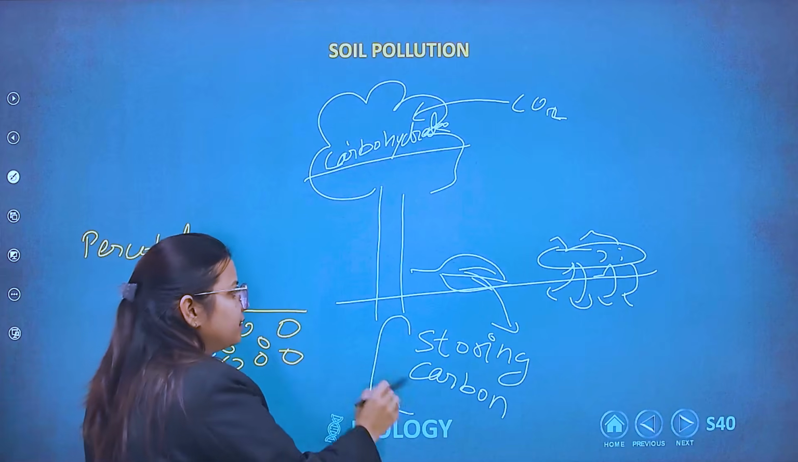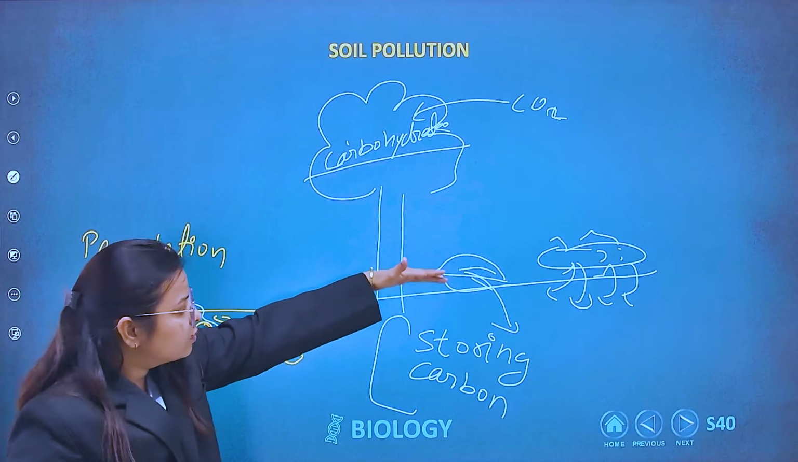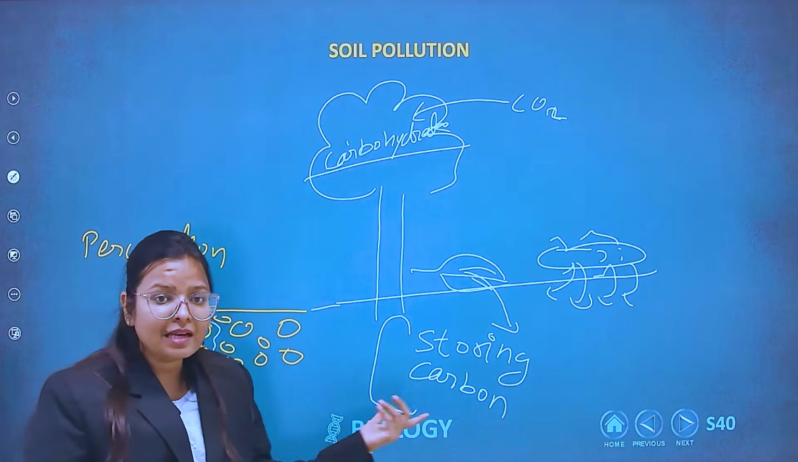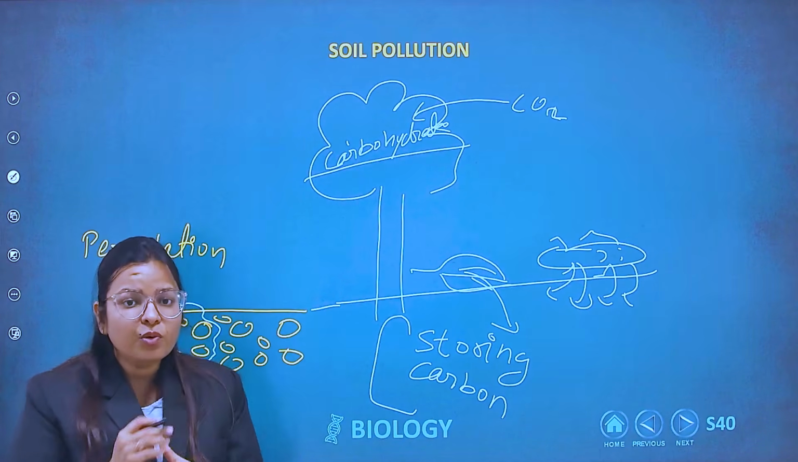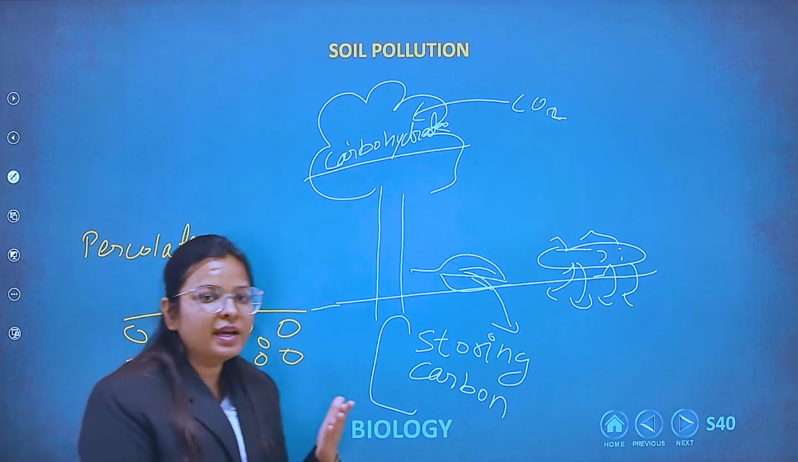This line is showing the soil level, so below this line is soil. Now you get it. It is carbon sequestration. Carbon sequestration means removal of carbon. From where are we removing carbon? From the environment. And how is it helping the environment?